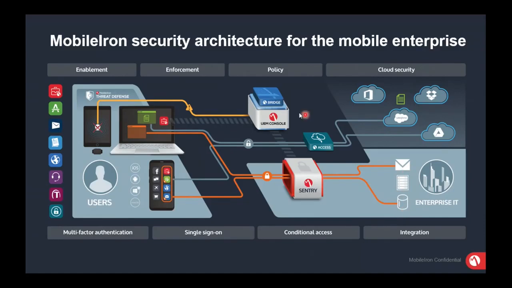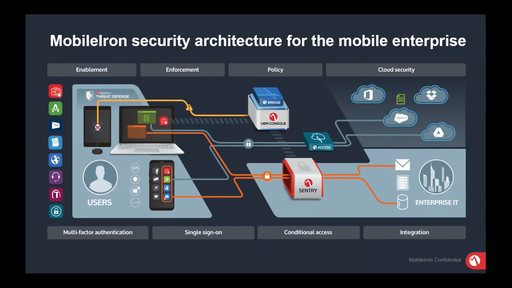Bridge is a platform used within the UEM console to manage Windows 10 devices. This UEM console can be an on-prem server or a cloud instance. Sentry is an on-prem server which sits in the DMC. And if you notice, MobileIron Access is again a cloud service which is used to control access to cloud resources like Salesforce, Office 365, Dropbox, or any file share in the cloud. On the left, these are all the various applications from MobileIron. We'll see them one by one in the coming slides.